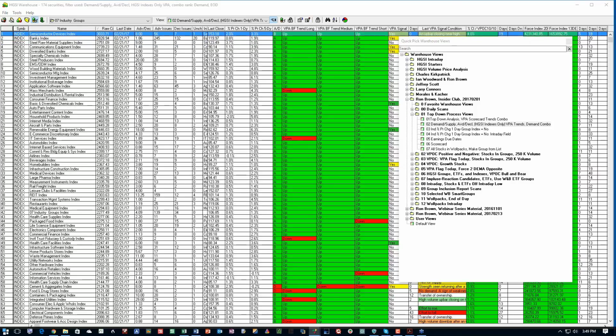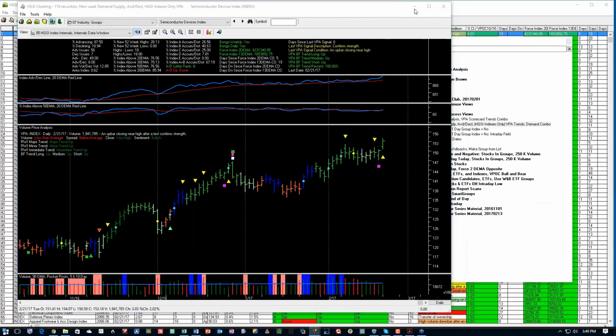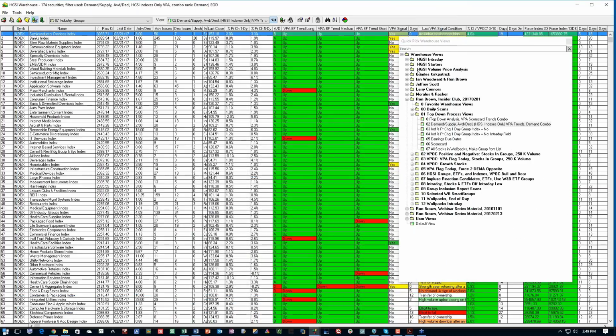Just going to bring up this semiconductor devices group, and you can see that this information is reflected in just what I was talking about over here. 87.5% advancers to only 10.94% decliners. So the strength continues. Okay, that's enough of looking at the market.